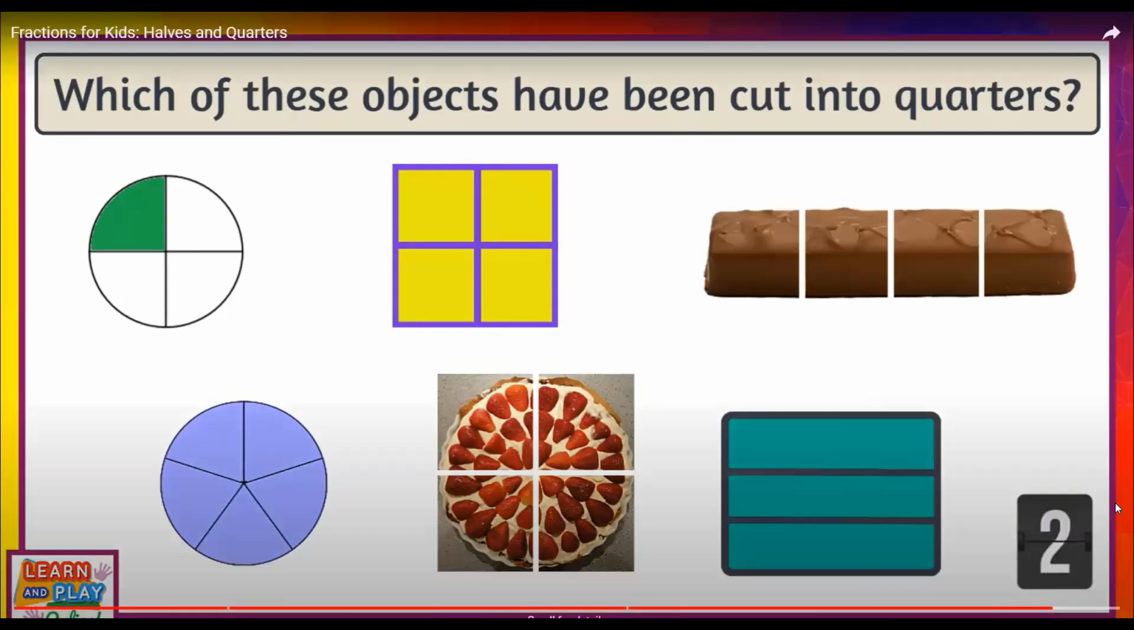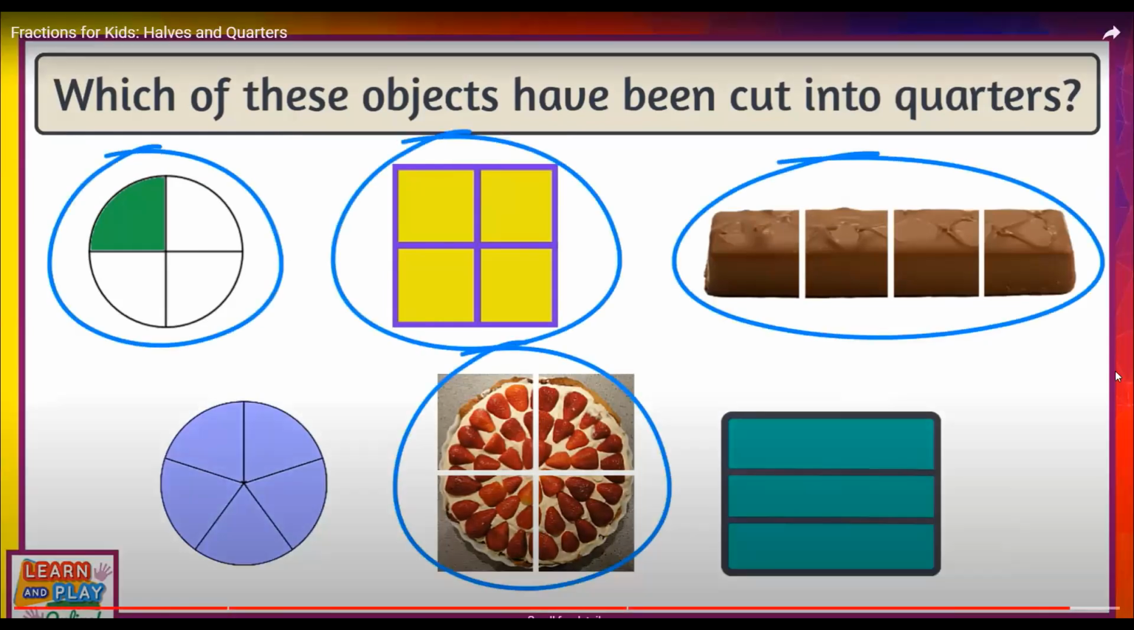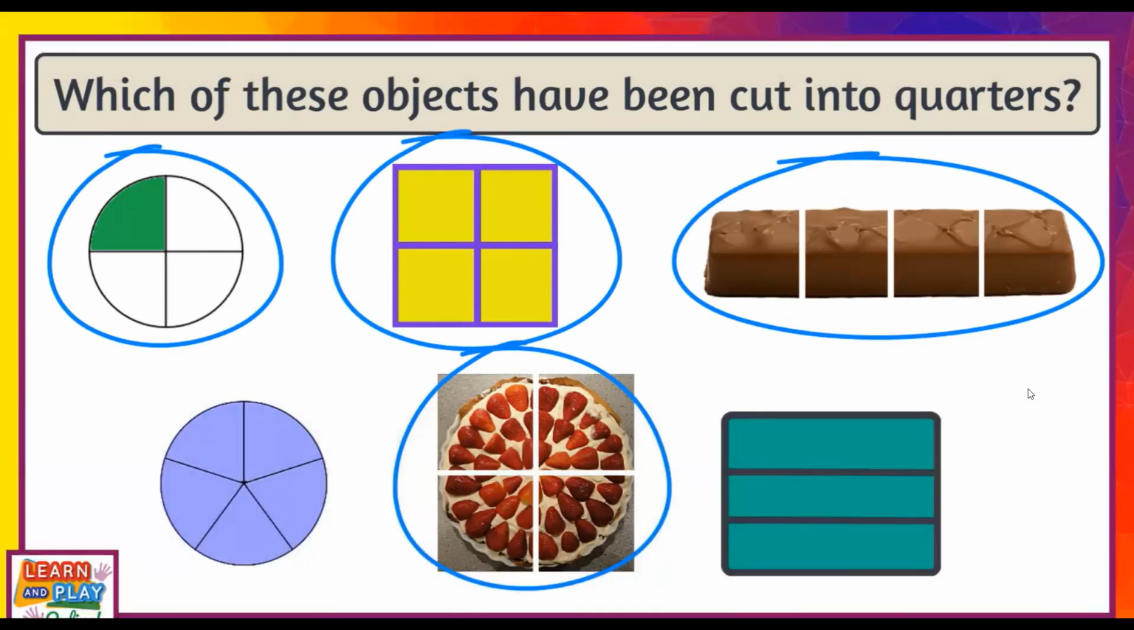We are now going to show you the answers. All of these objects have been cut into quarters because they all have 4 equal parts.